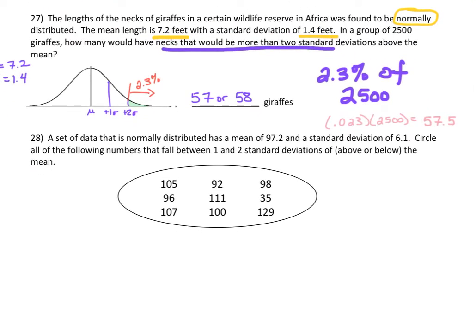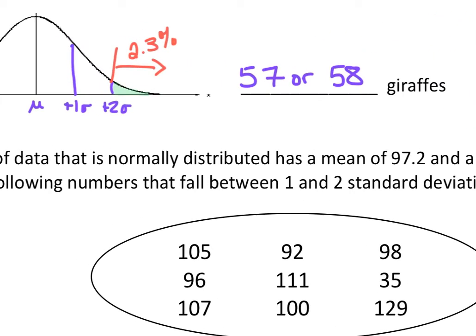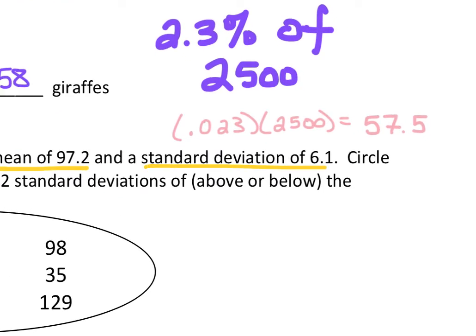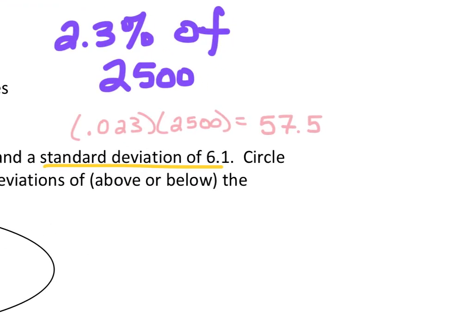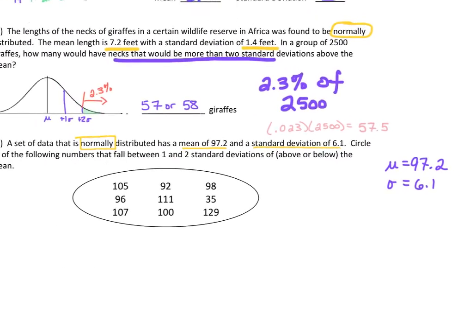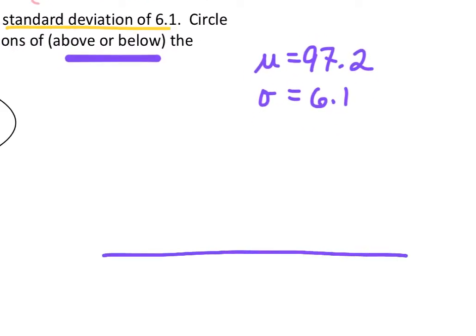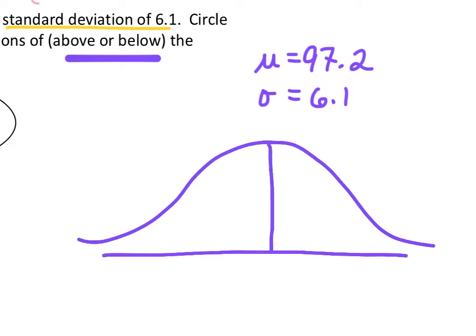Now for this problem at the bottom of the page, you should notice that, again, it's giving you a normal distribution, and the mean is 97.2, the standard deviation is 6.1. Remember that I like to make a note of that to myself. So the mean is 97.2 and the standard deviation is 6.1. And it's asking about all the numbers that fall between 1 and 2 standard deviations, either above or below the mean. I would draw the curve and label.